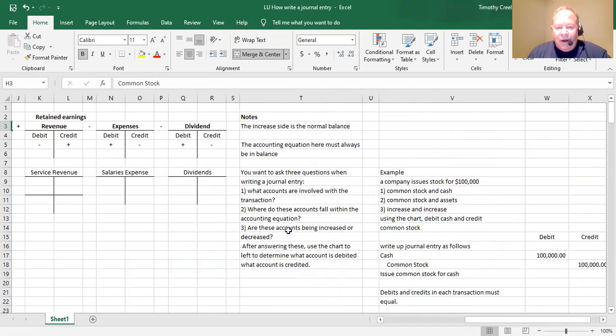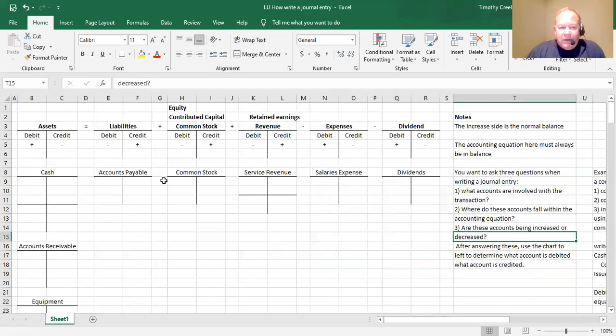And then you would ask, are these accounts being increased or decreased? If we're issuing stock, we're increasing the amount of stock we have. So that would be an increase to common stock. And if we're getting in cash, we're increasing the amount of cash we have. So that would be an increase to cash. Then we would use the chart, and an increase to an asset is a debit. So we're going to debit cash, and an increase to common stock would be a credit. So we're going to credit common stock.